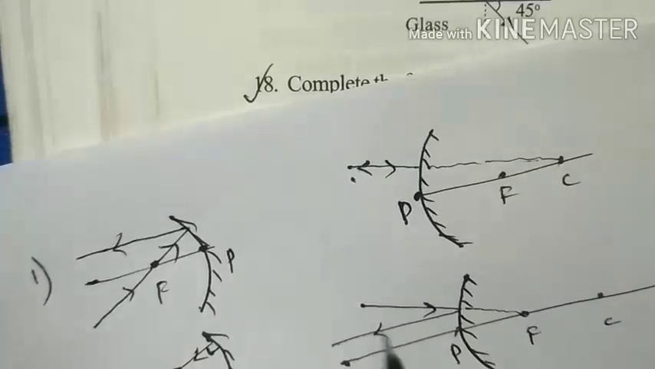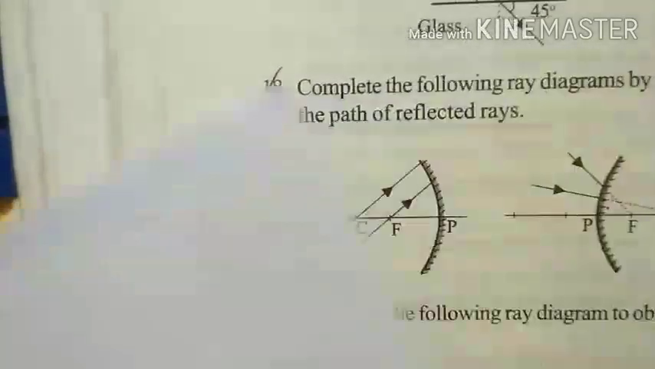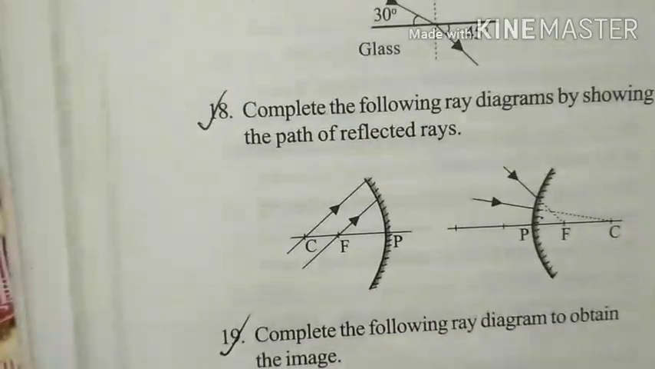After reflection it becomes parallel to the principal axis. So like this we are going to consider. Next one, this is regarding ray rules.